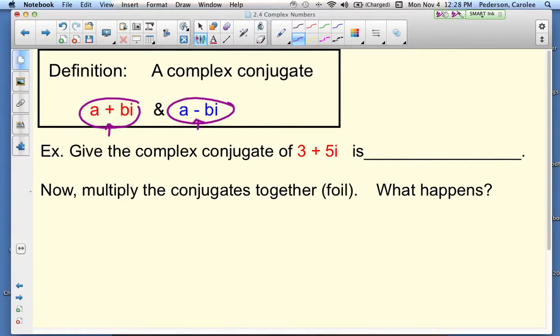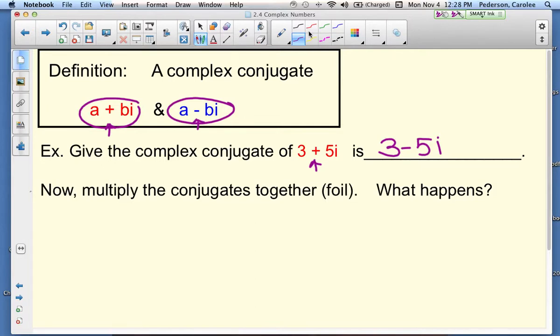So the example says, give the complex conjugate of 3 plus 5i. So we look at this sign, it's a plus, so we now change that to a minus. So the complex conjugate is 3 minus 5i. Let's see what happens when we multiply conjugates together.